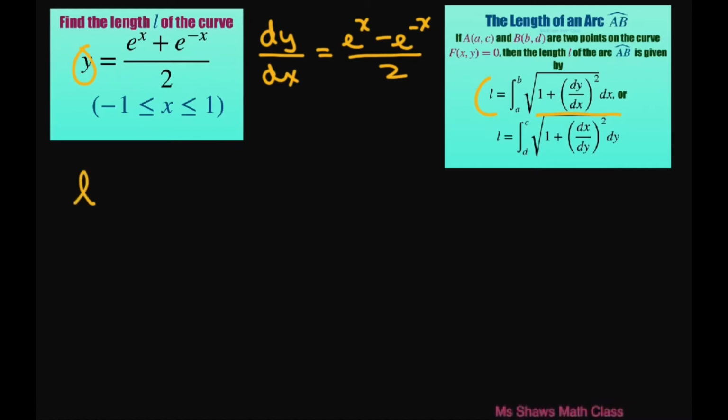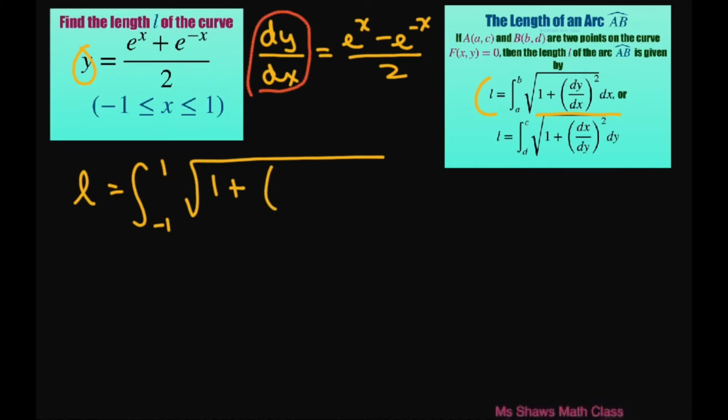So our length is going to be the integral from -1 to 1 of the square root of 1 plus, and then we're going to take our derivative of y with respect to x, which is (e^x - e^(-x))/2. Then you square it, and it's going to be dx.